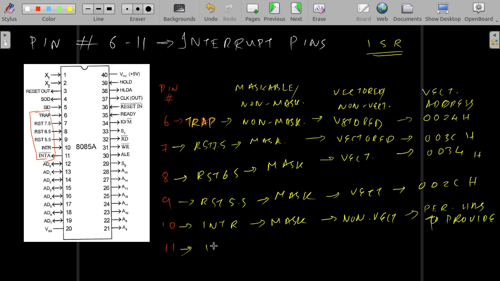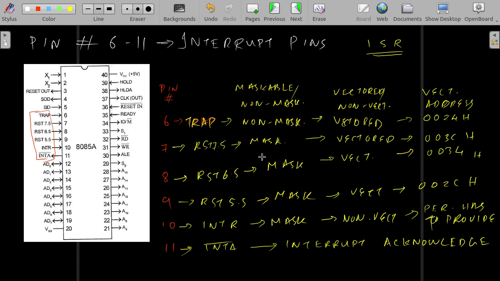Pin number 11 is INTA, interrupt acknowledge. That means, suppose a peripheral device is requesting an interrupt, and the processor decides for whatever reason that it will entertain the interrupt. Once the processor decides to entertain the interrupt, it has to let the device know that, okay, I am entertaining your interrupt, and let's go ahead with whatever you want to do.